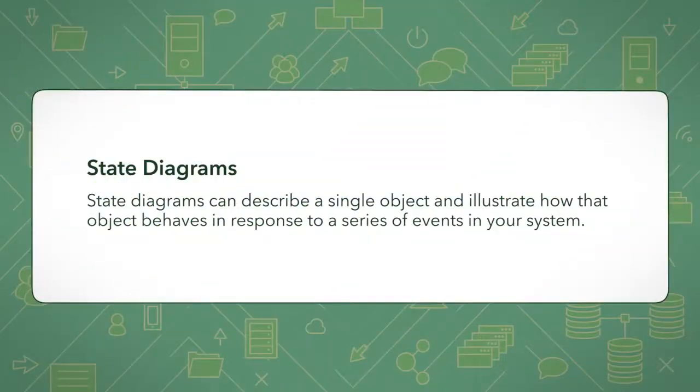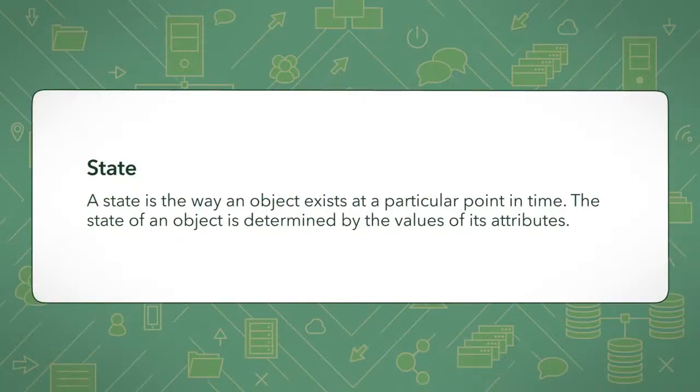State diagrams can describe a single object and illustrate how that object behaves in response to a series of events in your system. A state diagram illustrates object behavior by depicting the changing states of an object. These states change in response to different events. A state is the way an object exists at a particular point in time. The state of an object is determined by the values of its attributes.